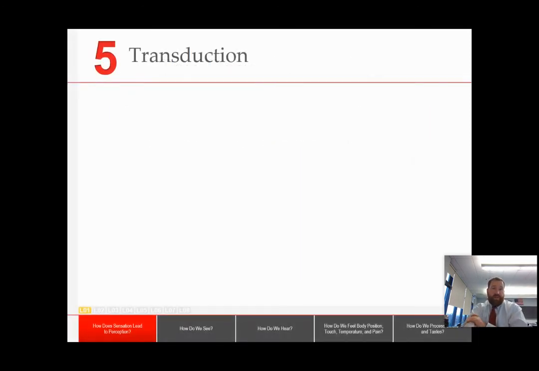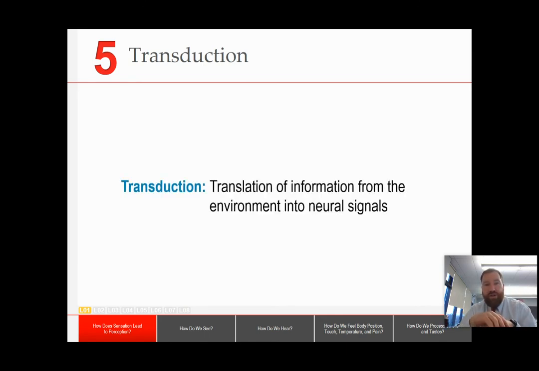Let's talk about transduction. So how does all of this stuff that's in the external world get into our brains, right? How does it get into our nervous system? And that is the process of transduction. Transduction is basically taking information from the environment and converting it into neural signals. So perception begins with transduction. Each of our sensory organs does this slightly differently.